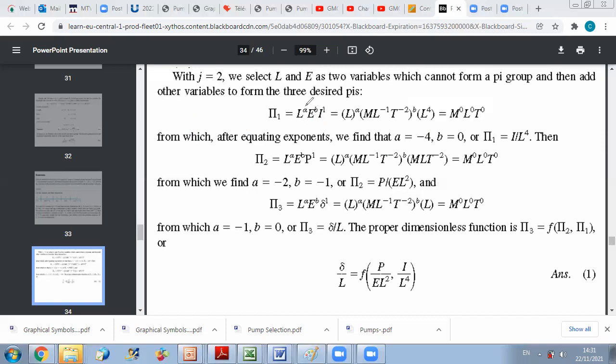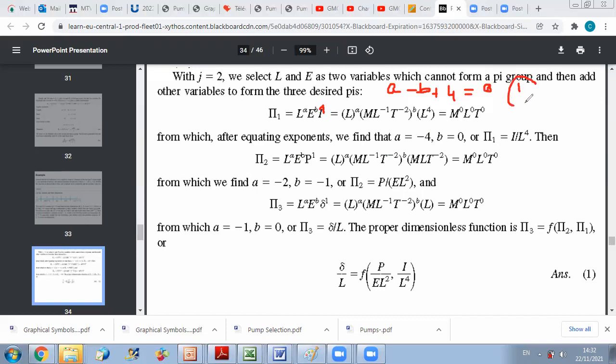So all we have to do is to set coefficients A, B for L and E, and 1 for I. So you replace the dimension of L is L, the dimension of E is M, L minus 1, T minus 2, to the power B, and the dimension of I is L to the power 4. And since we select exponent 1, this L4 equals M0, L0, T0. The first equation then will be the equation of the coefficient of L. So we put L to the power A, then minus B, and plus 4 equal to 0. This is equation number 1.